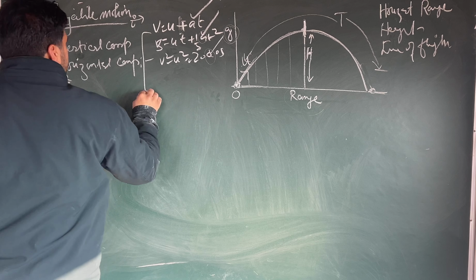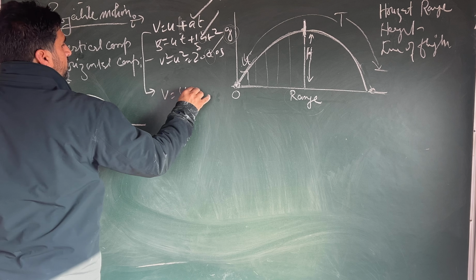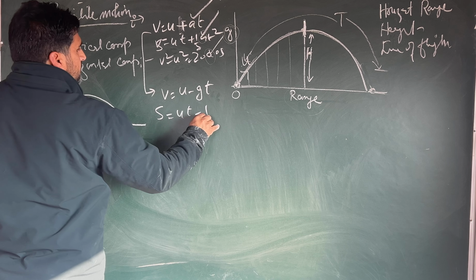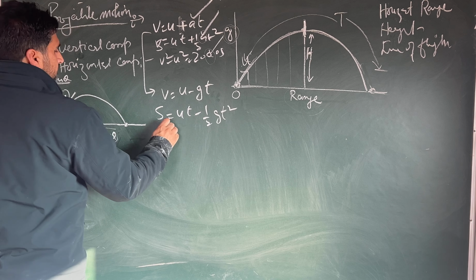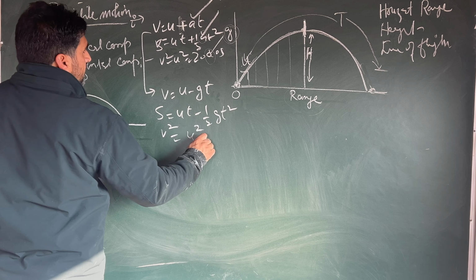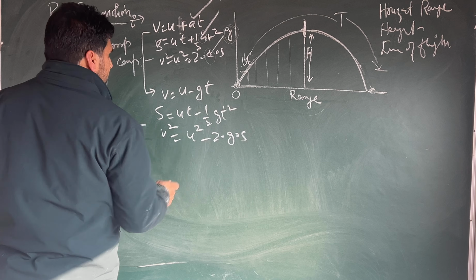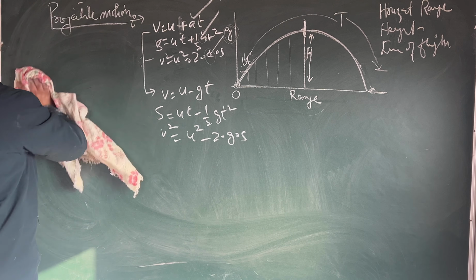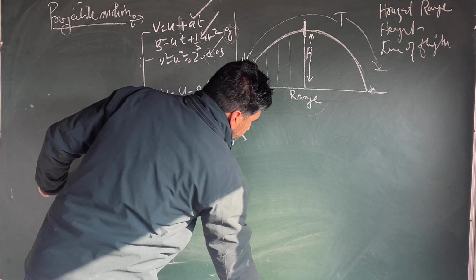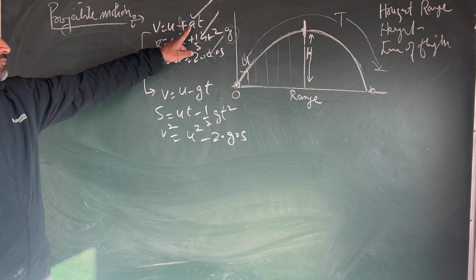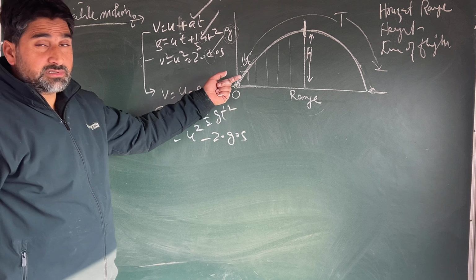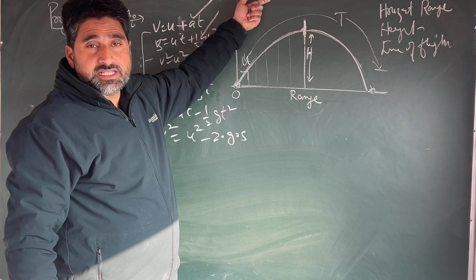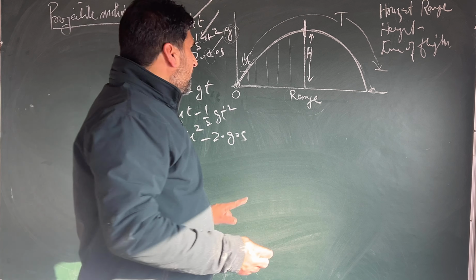So these formulas will be replaced by v is equal to u minus gt, and s is equal to ut minus 1 by 2 gt square, and v square is equal to u square minus 2gs. These are the three equations of motion used to derive the projectile motion. In projectile motion, you have these three equations, you have to replace a by g, and you have to take into consideration that going upwards, g is negative, and coming downwards, g is positive.